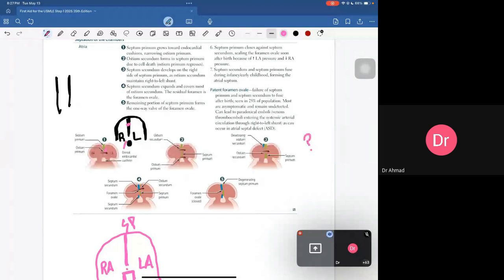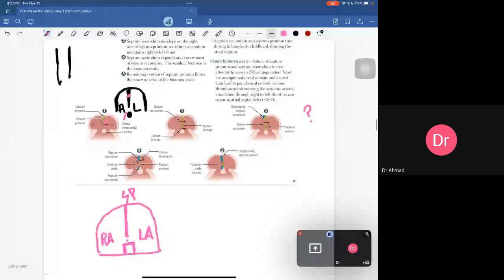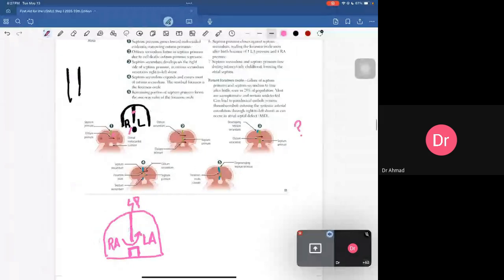Why? Because blood from the right side of the heart goes to the lungs, and then from the lungs to the left side of the heart. Now we need a connection to skip the lungs. In order to skip the lungs, we have this connection known as the ostium primum, right? But now we want to close this ostium primum and we form a new opening known as the ostium secundum.